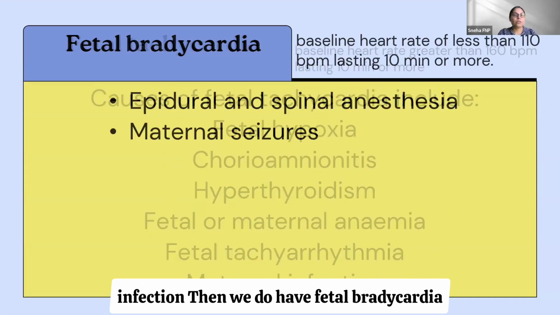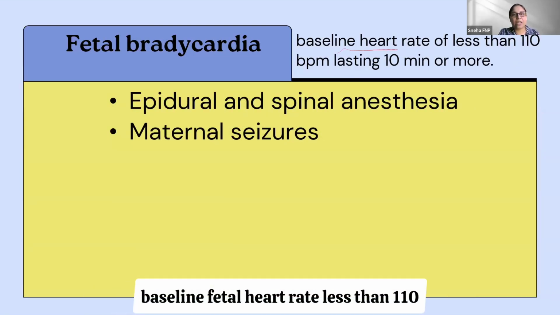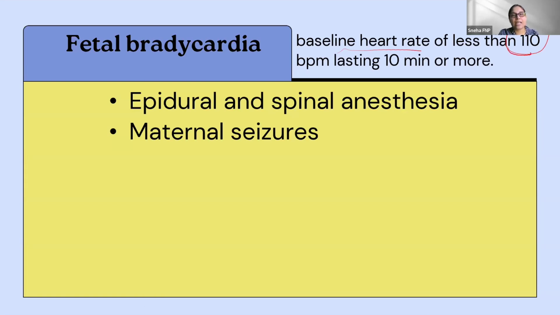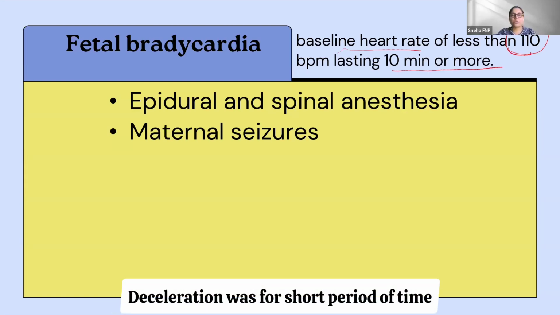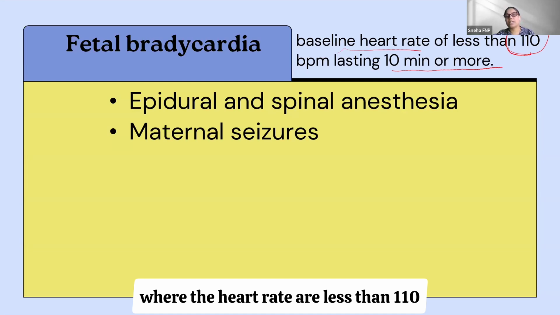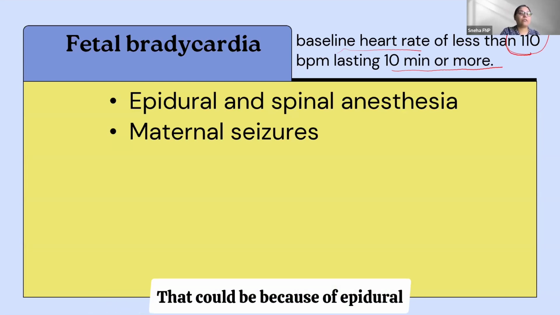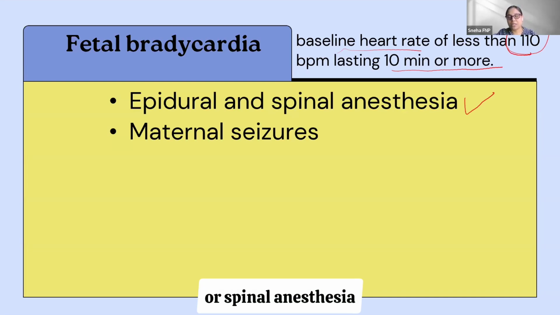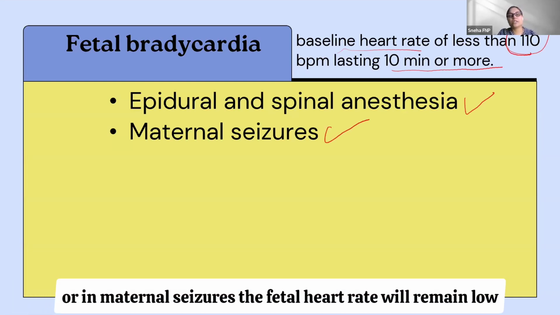Then we have fetal bradycardia. Fetal bradycardia is a baseline fetal heart rate less than 110 lasting for 10 minutes or more. So it is not deceleration. Deceleration was for a short period of time and we learned different variations in that. Bradycardia is where the heart rate is less than 110 for more than 10 minutes. That could be because of epidural or spinal anesthesia used during labor, or in maternal seizures the fetal heart rate will remain low.